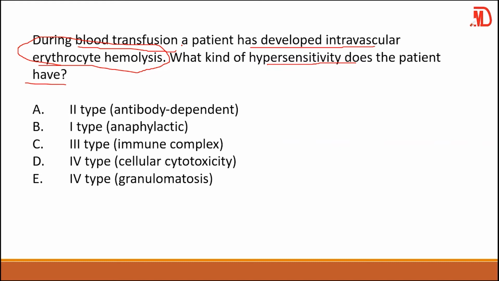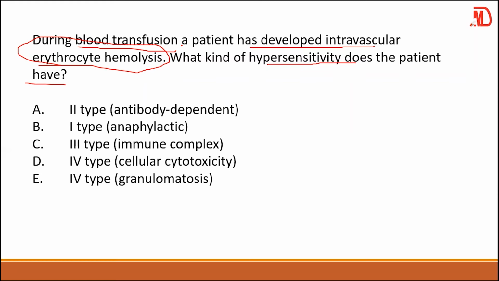Good. Exactly. This is what? Type 2. This is type 2. And I've explained these things to you guys. Type 1, type 2, type 3, type 4. The diseases that you are likely to find. And in type 2, we are having acute hemolytic transfusion reaction. We are having autoimmune hemolytic anemias. We are having Goodpasture syndrome, Graves disease, myasthenia gravis. All of these things fall under type 2.